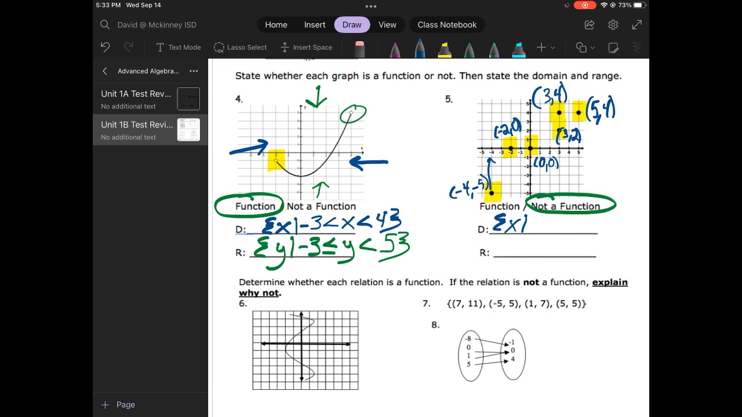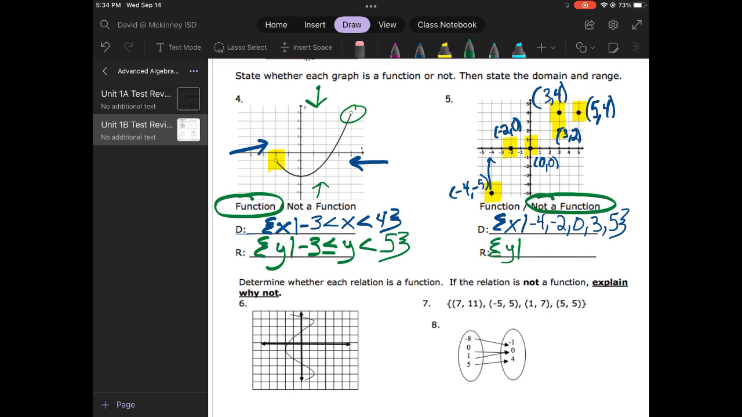Now I just need the x values from each of those. -4, -2, 0, 3, which I only have to list one time. I don't have to write both instances of 3. Writing it once is sufficient. And 5. And that's my domain. Notice on a discrete function, I list the specific x values, whereas on a continuous function, I have to list between this number and this number, correct?